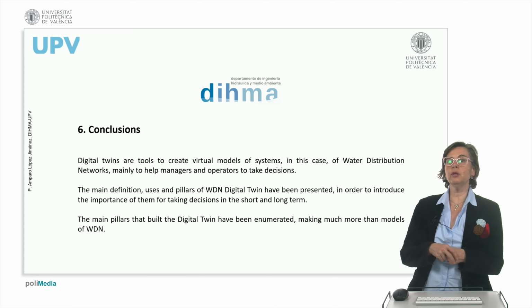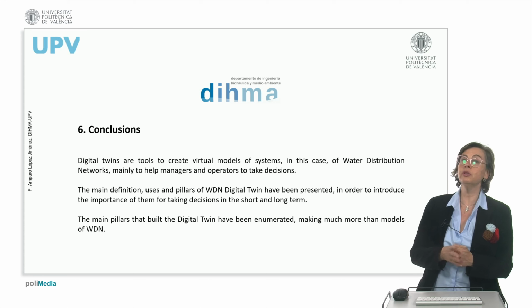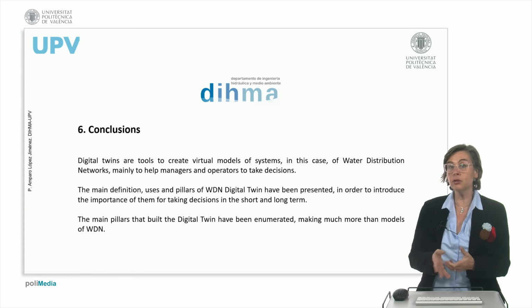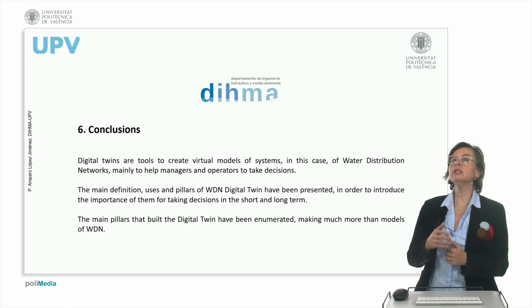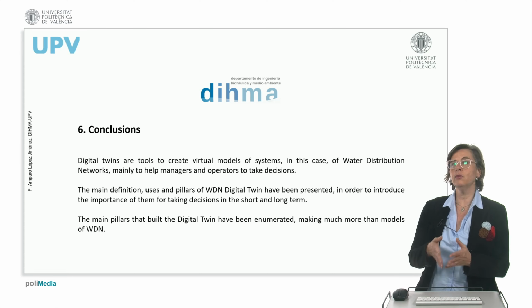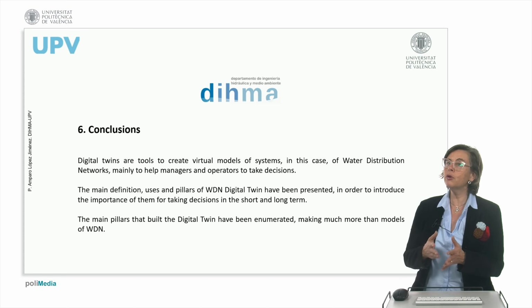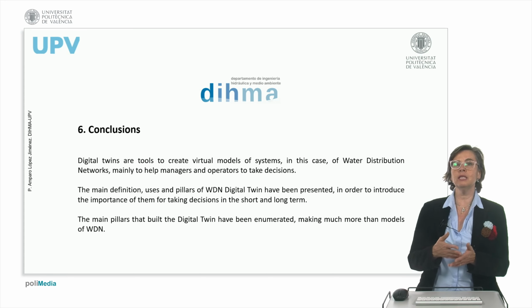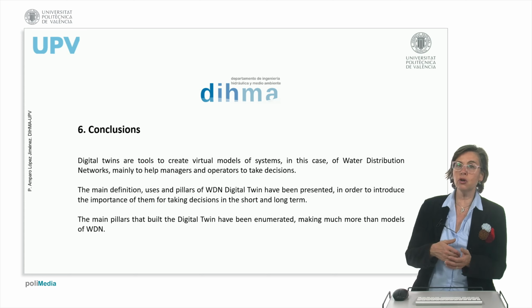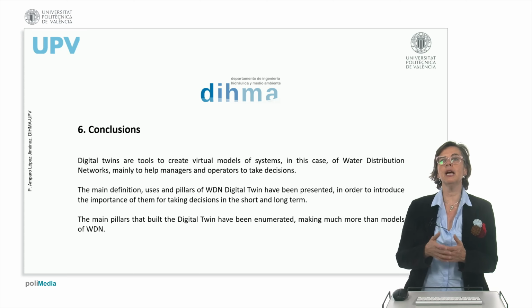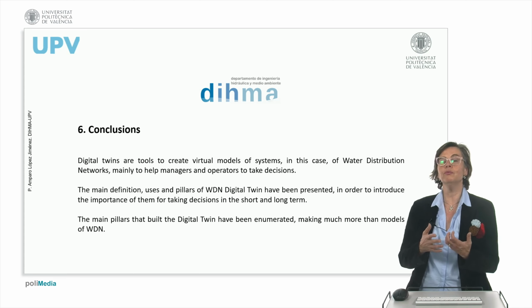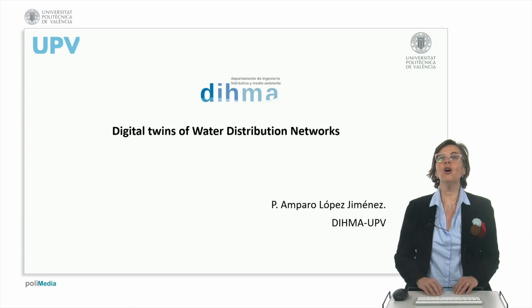So, as a conclusion, we could say that digital twins are tools to create virtual models of systems, in this case of water distribution networks, mainly to help managers and operators to take decisions. The definition, the pillars, and in this case, the ways to make a digital twin have been more or less presented to introduce the importance of them to take decisions in short, medium, and long term. The main pillars building the digital twin have been enumerated, making much more digital twin than models. I hope this has been of interest.